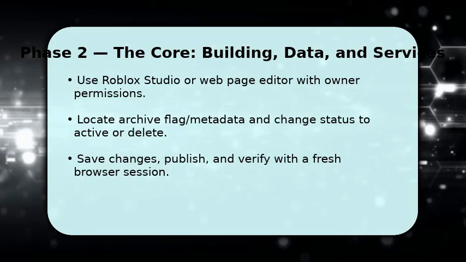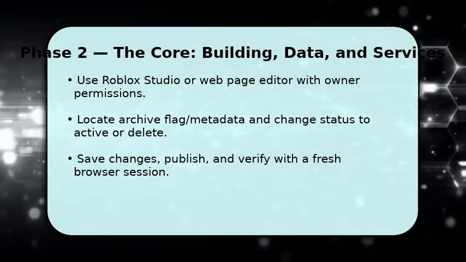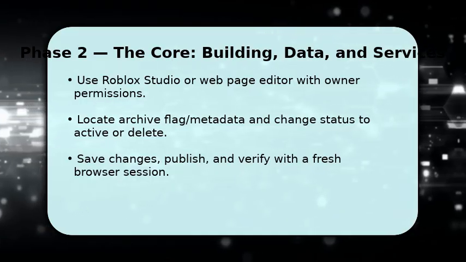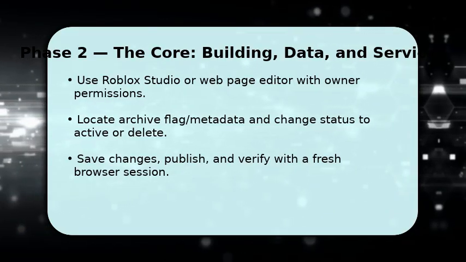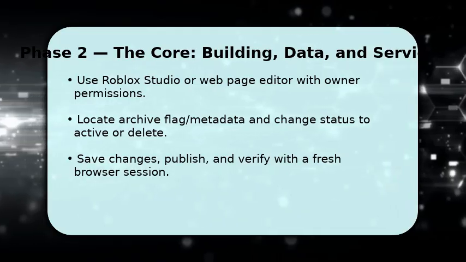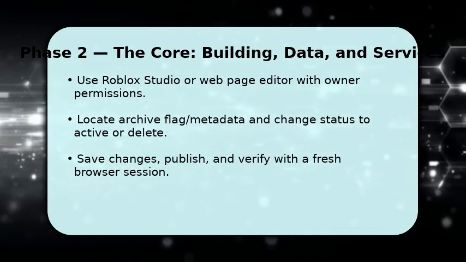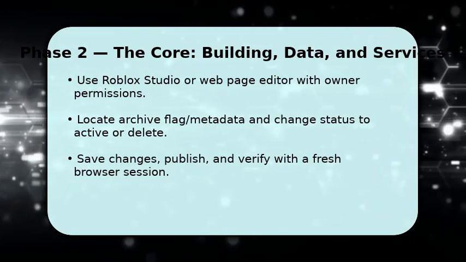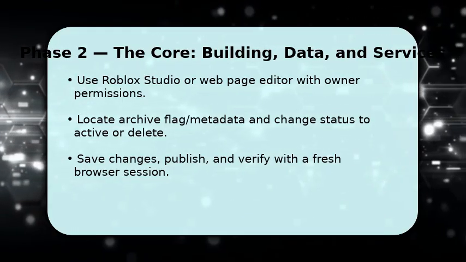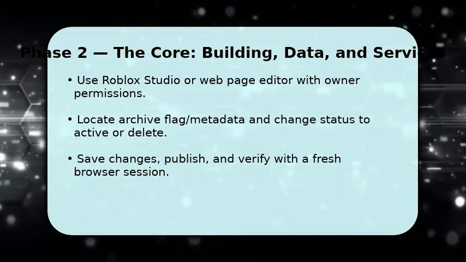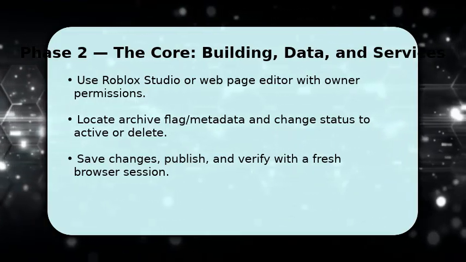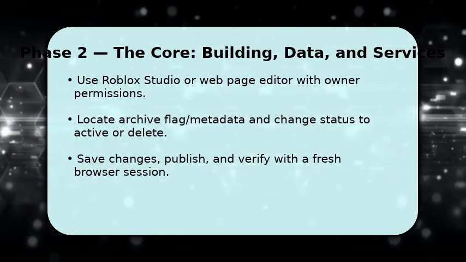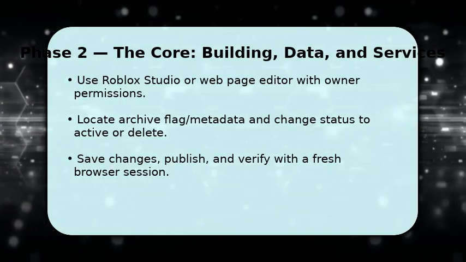Now you perform the actual removal. Open Roblox Studio or the web editor with owner permissions and navigate to the page's metadata. You will look for the archive flag, status field, or an archive timestamp and either set it to active or remove the archive entry. Make the edit deliberately, double-check the target ID, then save and publish the change. Once done, clear cache or use an incognito window to confirm the page is no longer archived, because browser caching can mislead you about the result.